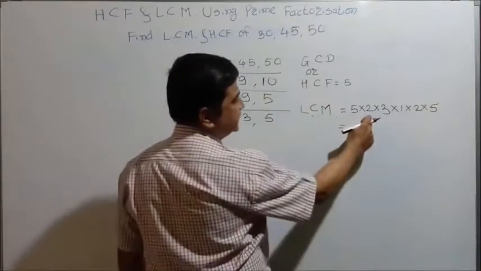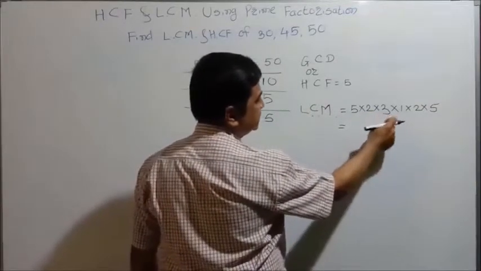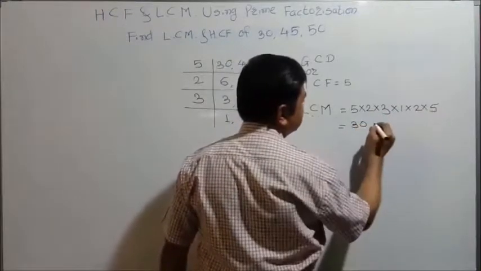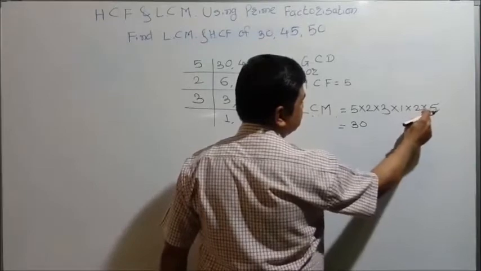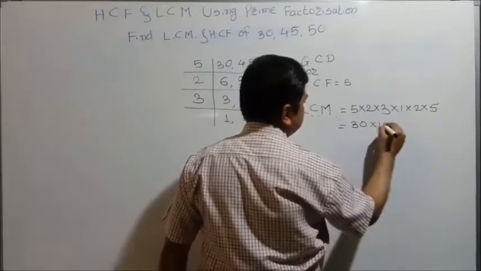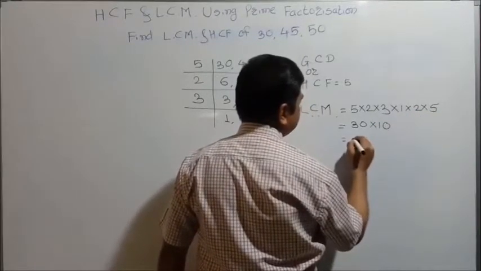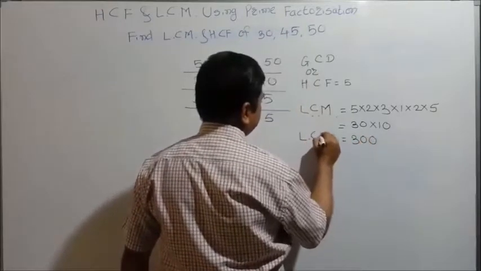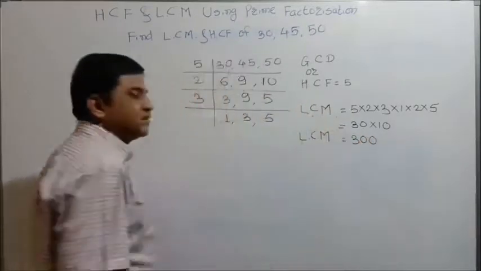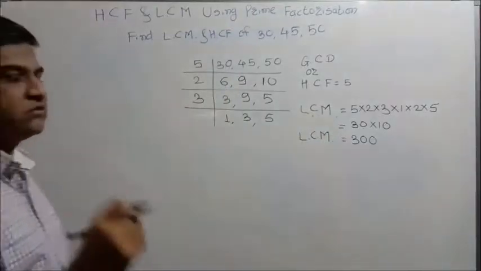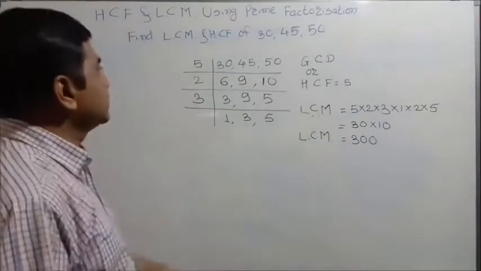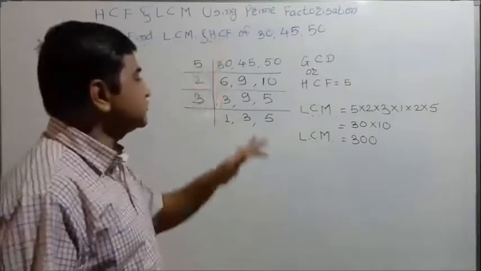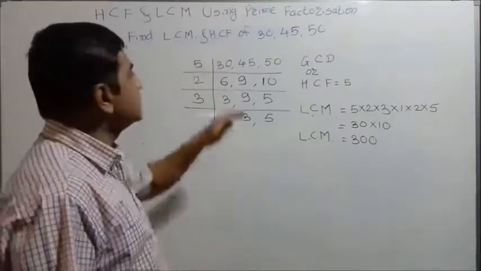The multiplication of all these prime numbers will give you the LCM, lowest common multiple. Well, 1 is neither a prime number nor a composite number, so we are not taking it. But anything multiplied by 1 is the same number, so it does not matter if we take 1 in the multiplication. So, 5 multiplied by 2 multiplied by 3, and then further multiplied by 1 multiplied by 3 multiplied by 5.